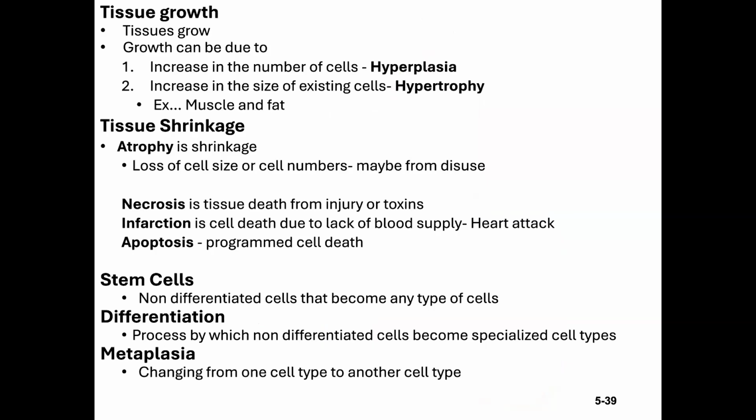Let's touch on tissue growth. Tissues grow all the time. There can be two types of growth. One, there could be an increase in the number of cells. That's called hyperplasia. And number two, there could be growth due to an increase in the size of individual cells. That is called hypertrophy. A classic example of hypertrophy is the fat cells. Fat cells just increase in size.